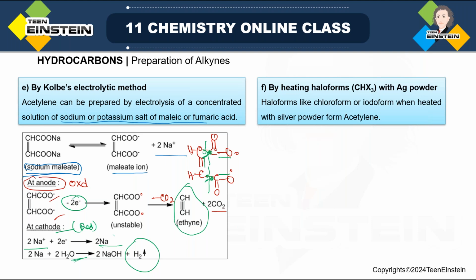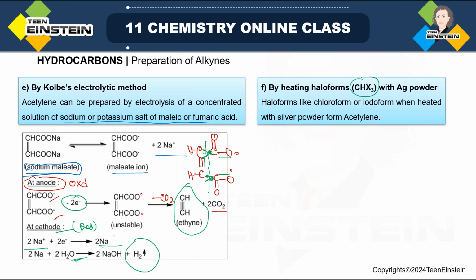Then the next method is heating haloforms. This is the general form of haloform molecules, because X may vary. If it is fluorine, it is basically fluorine haloform, you will hardly find. It is mostly Br or iodo. So we can call it bromoform when it is Br, and iodoform when it is iodine. But the general formula is CHX3.